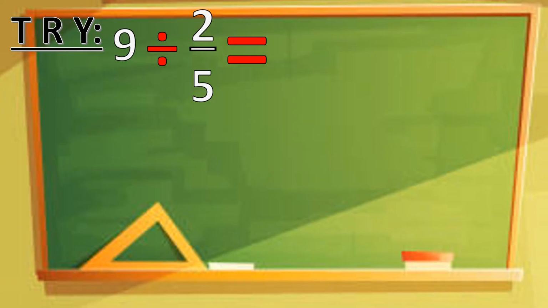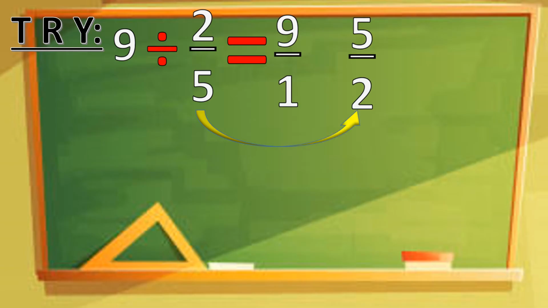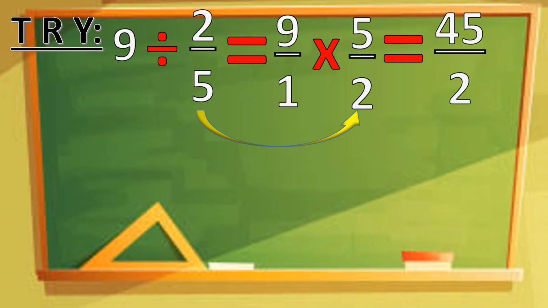So 9 divided by 2/5, 9 will become 9/1. And then we get the divisor's reciprocal, 5/2. And then instead of division, we proceed with multiplication. So let's now multiply numerators. 9 times 5 is 45. Multiply the denominators. 1 times 2 is 2. But 45/2 is what kind of fraction? Very good. 45/2 is an improper fraction. So we have to simplify this by changing it to a mixed number. How do we change an improper fraction to a mixed number?